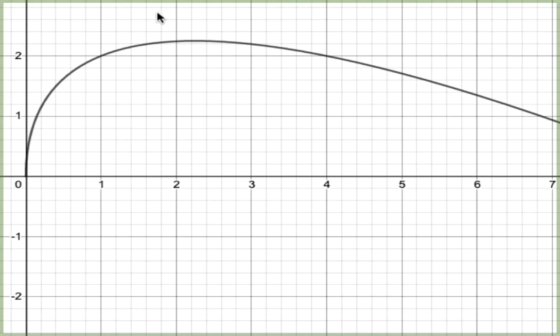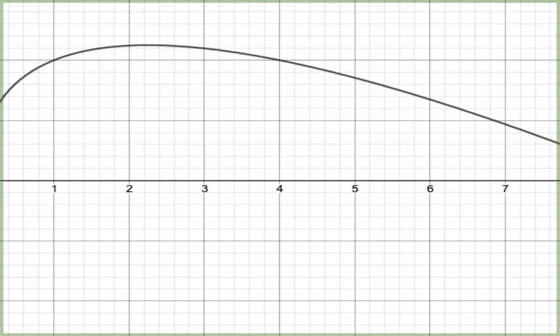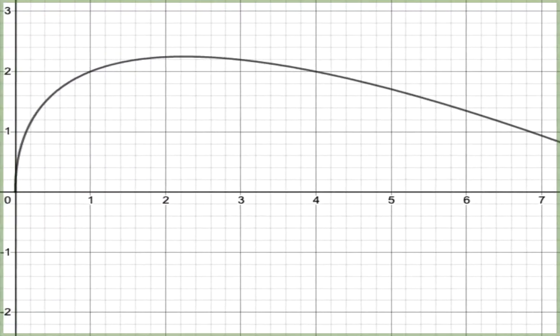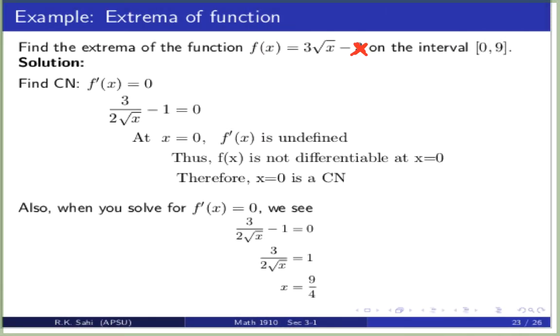Notice, this is the graph of 3 square root x minus x. If you draw this graph, notice it starts at 0 because I cannot take negative values, and it crosses the x-axis at 0 and at 9. But what is more important for us is that the relative maximum is happening somewhere around 2. So we can use our theory to find out that value, and then the rest from there.